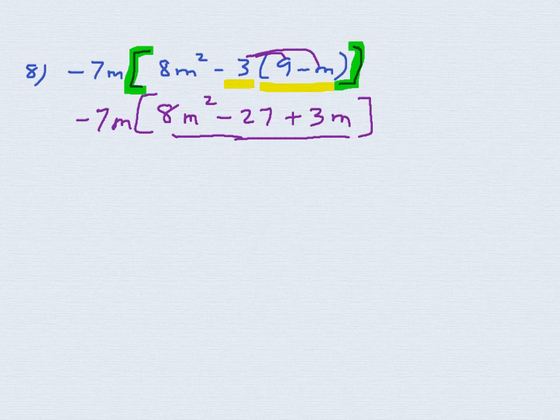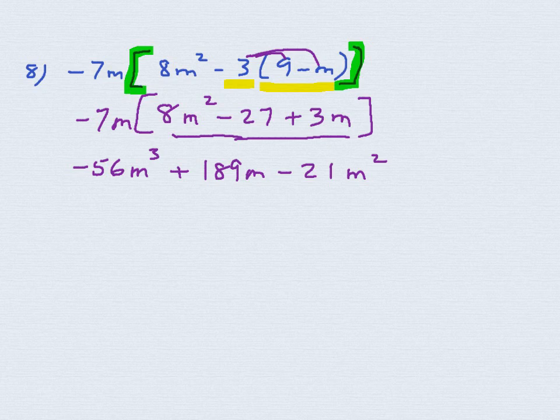So negative 7 times 8m squared is going to be minus 56m cubed, and then a minus 7m times a minus 27 is going to be a plus 189m, and then minus 7m times a positive 3m is going to be minus 21m squared.